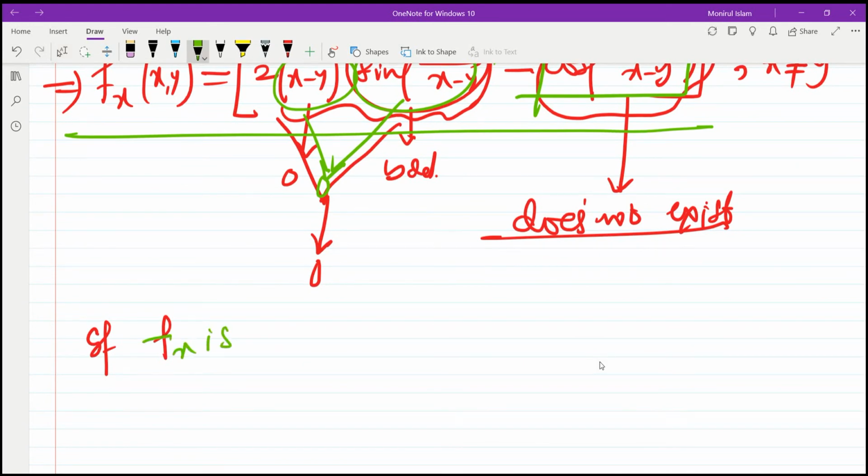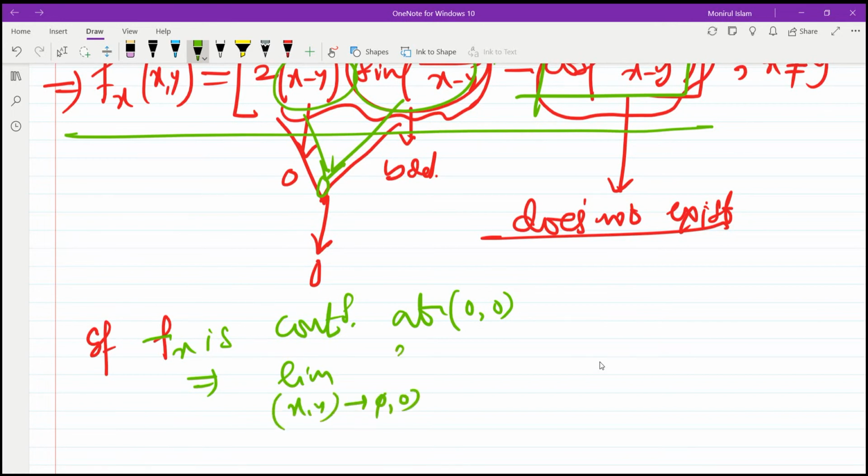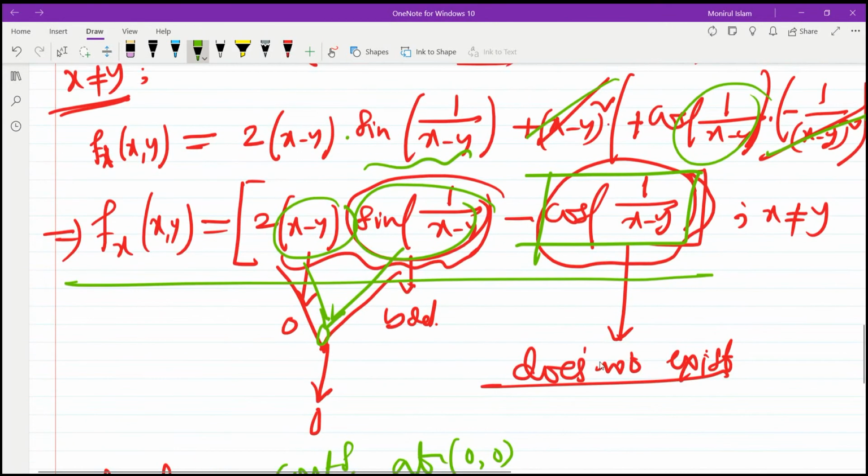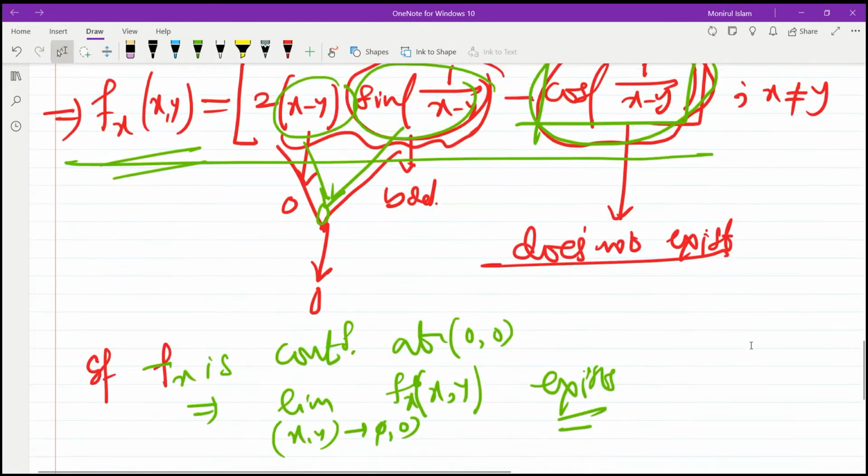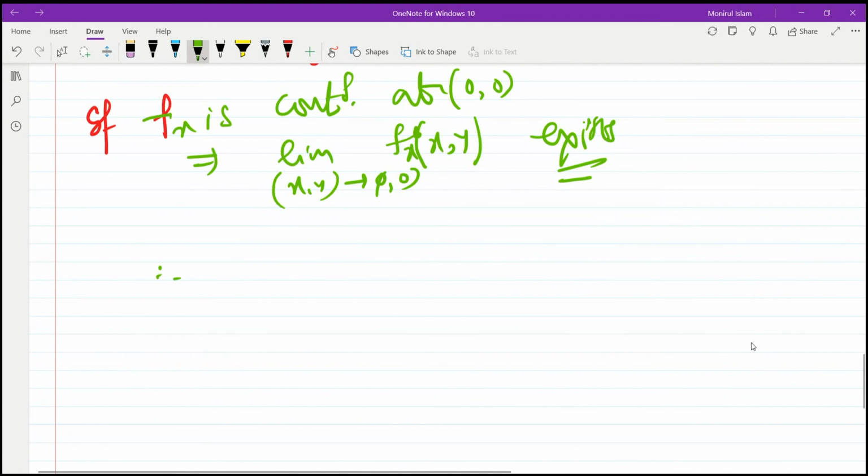assume f is continuous at (0, 0). If it's continuous at (0, 0), then you must have this limit exist: limit as (x, y) tends to (0, 0) of f(x, y). Okay, this limit should exist. But in this case, see, y contains a term of cos of 1 by (x minus y), this limit doesn't exist. So it is never continuous. So you can say f is not continuous at (0, 0) because it contains a term.